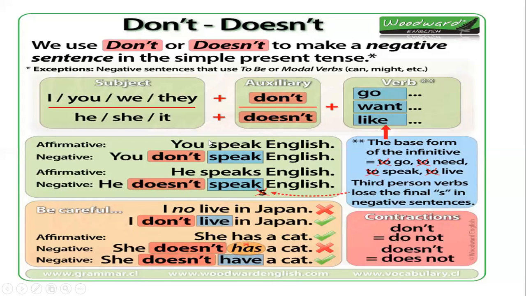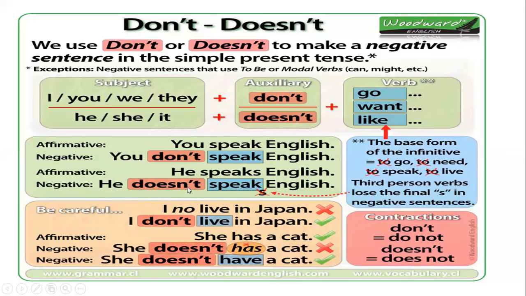So how is the structure? For the affirmative, you speak English. For the negative, you don't speak English. Notice that when we have a subject different from he, she, it, we don't have to add the letter S. But when we have an affirmative sentence, we need to add the letter S to he, she, or it. He speaks English.